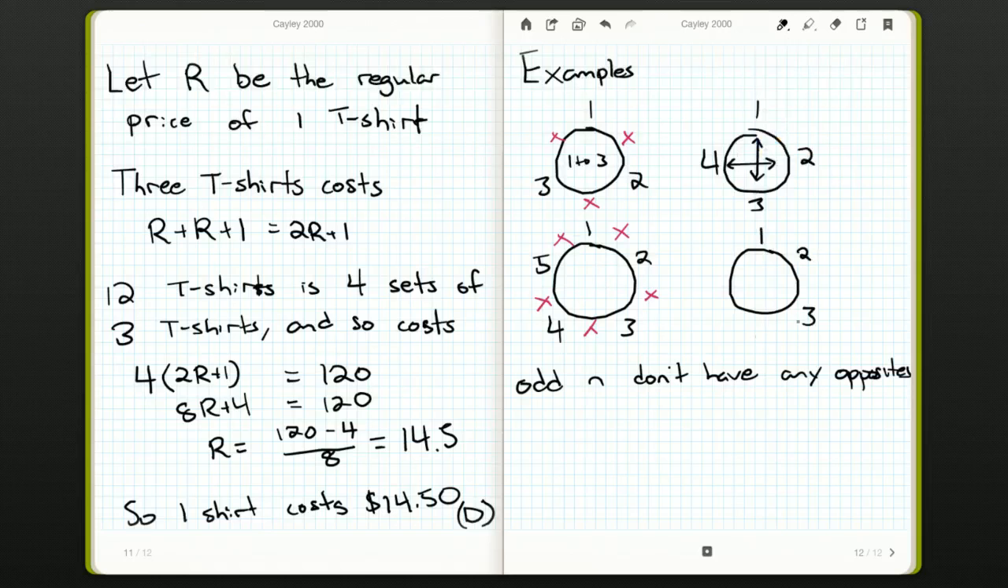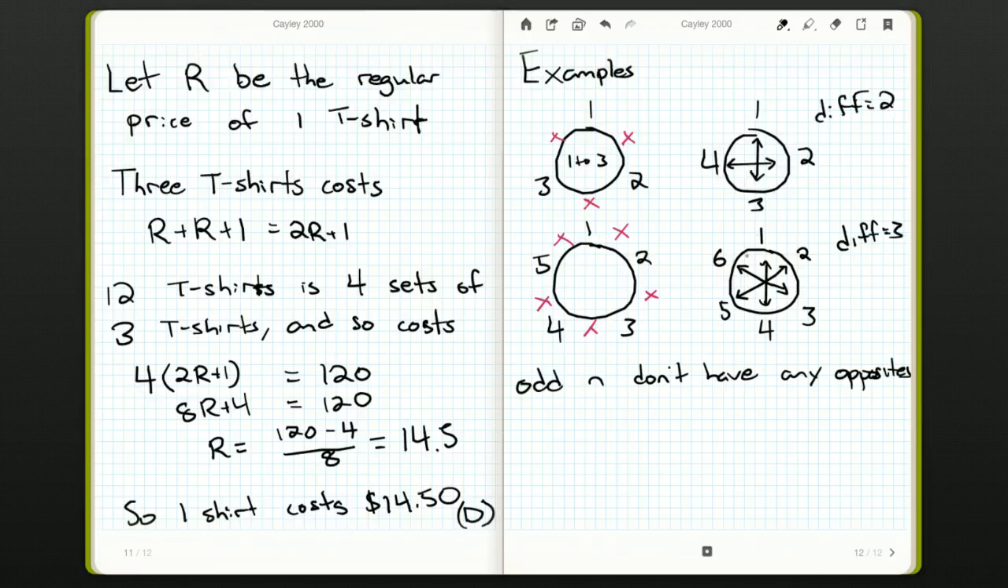So let's try 6. 1, 2, 3, 4, 5, 6. And I see, hey, 6 is opposite 3, 4 is opposite 1, and 5 is opposite 2. And the difference is 3. And up here the difference was 2. So with odd ones we don't seem to get anything, and with even ones the difference between one number and its opposite seems to be half of the total number of numbers.